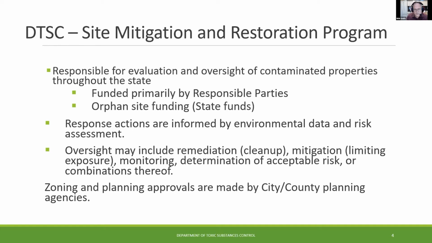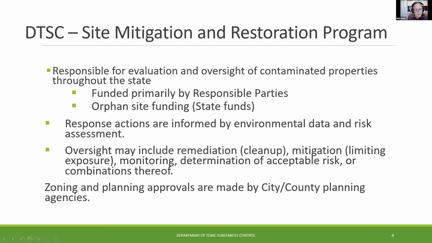We also have orphan site funding for sites where there is no responsible party existing, or responsible parties don't have adequate financial means. DTSC is allowed to use state funds under very limited conditions. DTSC management was able to arrange for a small, one-time allocation of state funds to complete sampling of the residences to the north of the Police Credit Union after the Police Credit Union terminated its agreement earlier this year. The response actions that we oversee are informed by environmental data and by risk assessment.